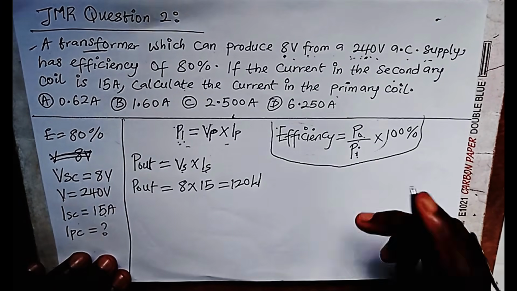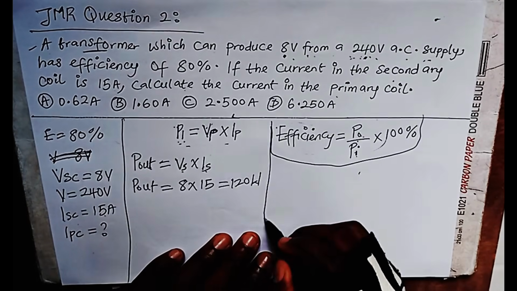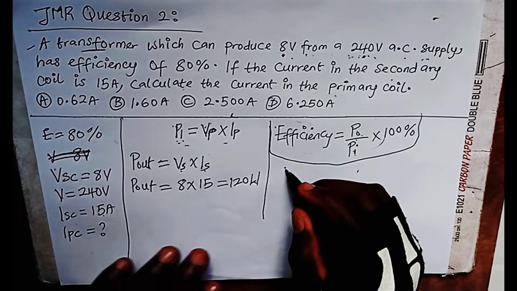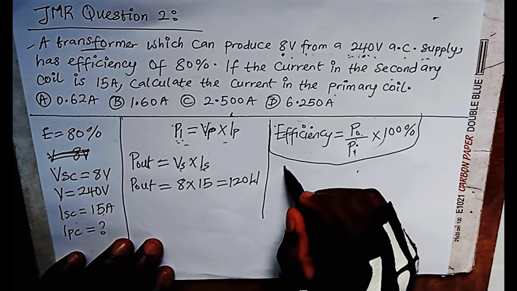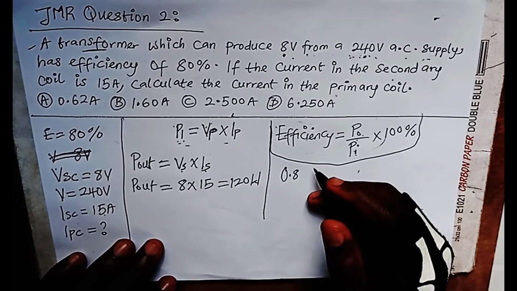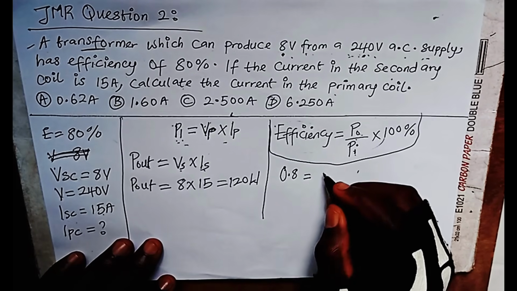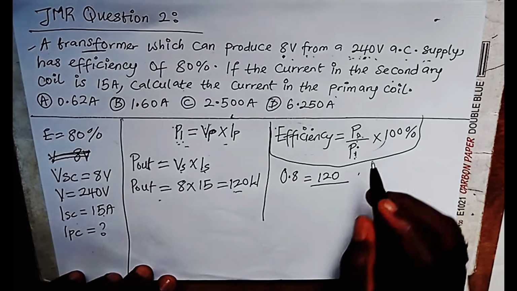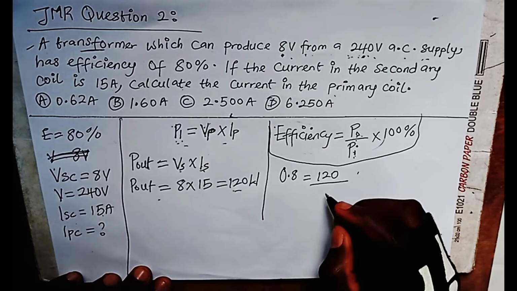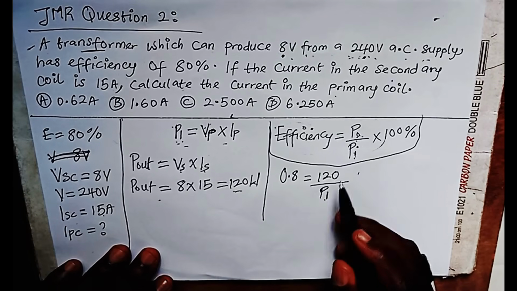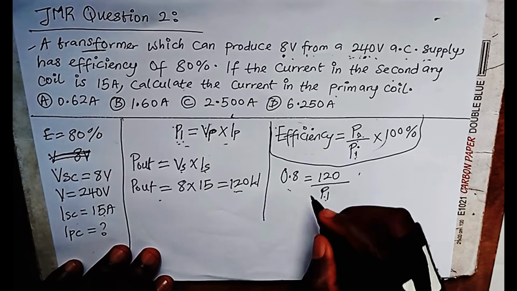We'll now apply the efficiency formula. They give us efficiency, which is 80%. 80 over 100 gives 0.8. That is equal to power out, 120, over power in. We don't have power in here, so let's just write it as P1. Since P1 is a letter and we have the rest as numbers, the best thing is to cross multiply.